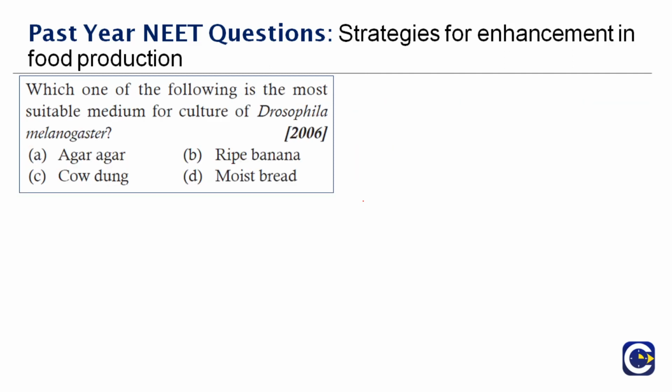Next question. Which one of the following is the most suitable medium for the culture of Drosophila melanogaster? This question was asked in the year 2006. Agar-agar is okay for a bacterial medium, or for fungi, or even for algae. Cow dung, no. Mostly methanogens grow on cow dung, so that is not the answer again. Moist bread, it is understood you will have fungi growing in it. Now, Drosophila melanogaster is actually the fruit fly.